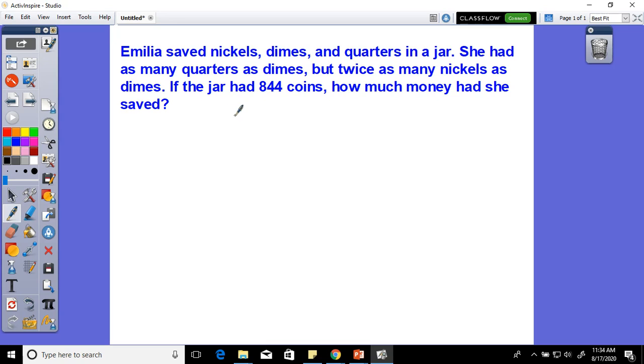Okay, so let's go ahead and write this out. We're going to write out nickels in red. So we have our nickels plus we have our dimes in green plus we'll do our quarters in purple. So if we add up all the coins, the nickels plus the dimes plus the quarters, we get 844 coins.